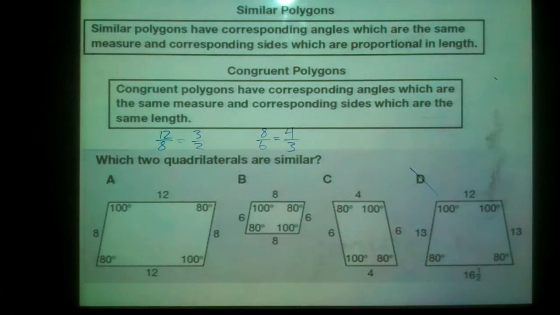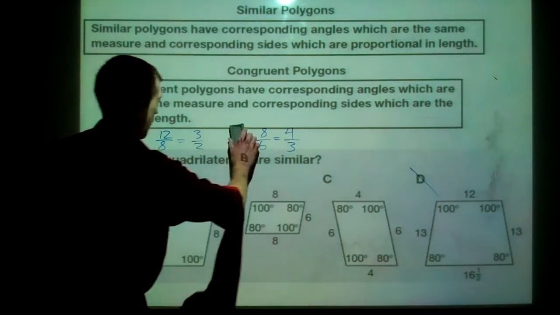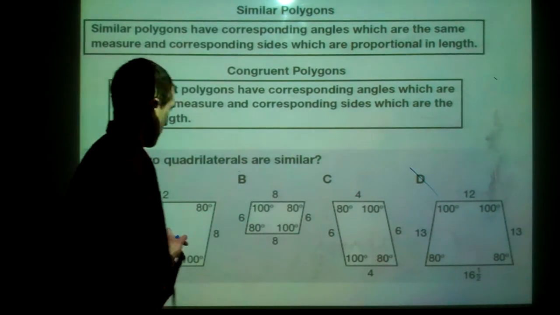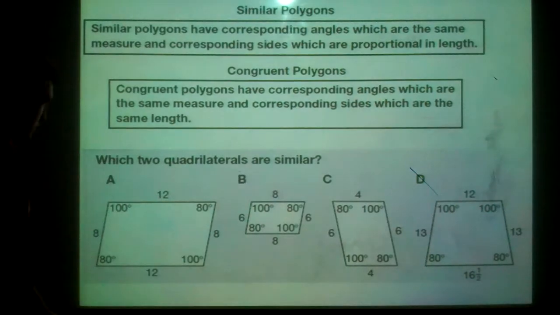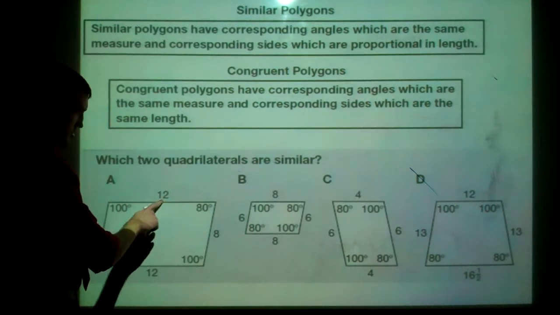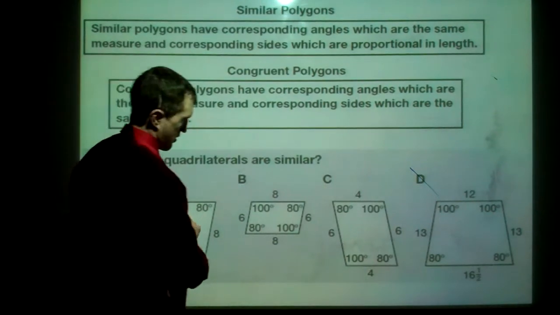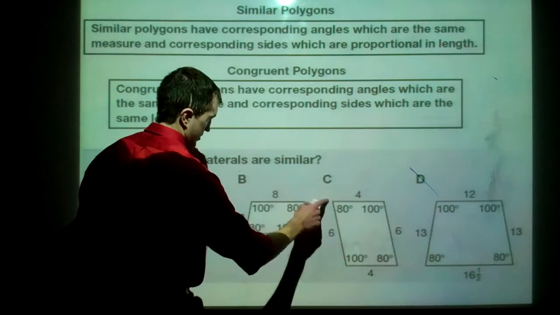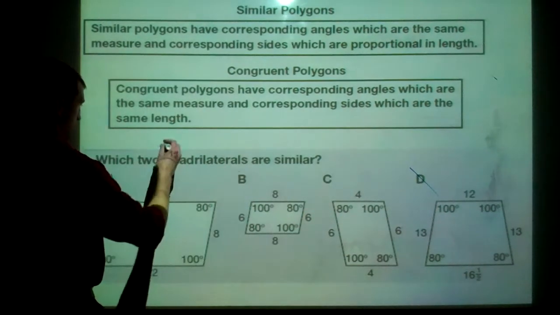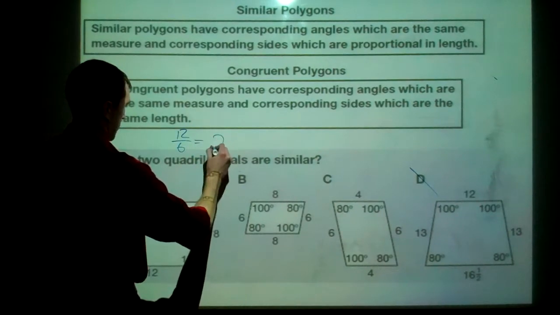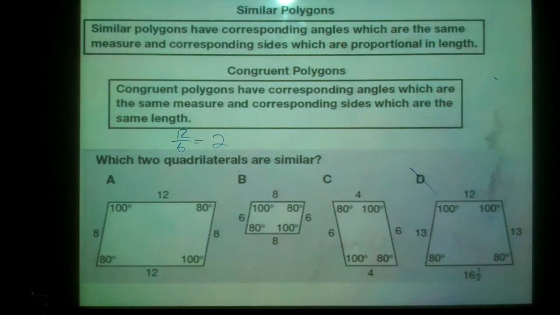Let's check out A and C and see how that works out. So I'm going to say 12. This side would correspond to one of these sides. So that would be 12 over 6, or 12 divided by 6, we get 2.